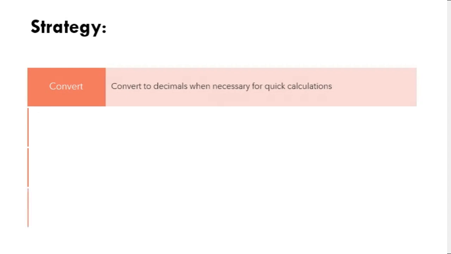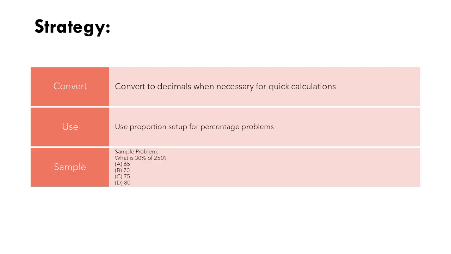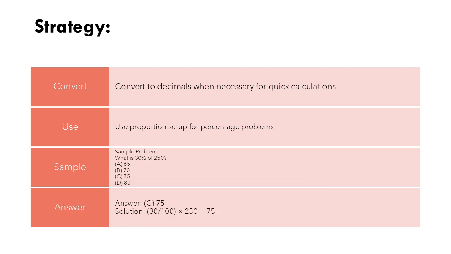Percentages are also a big part of the ACT. A common type of question asks you to find a percentage of a number. The best trick? Convert the percentage into a decimal and multiply. Let's try an example. What is 30% of 250? We start by converting 30% into a decimal. That's 0.30. Then we multiply 0.30 times 250 equals 75. So the correct answer is C, 75. This method works for any percentage problem. Just remember, percentage problems almost always involve multiplication, and keeping things in decimal form makes calculations easier.